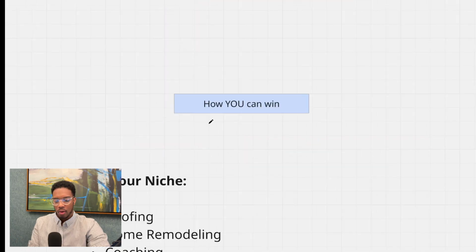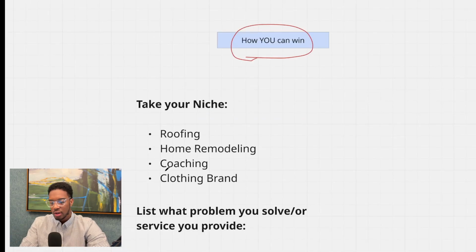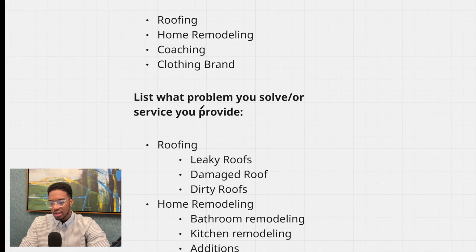Now I want to talk about how you can implement this and do this exact strategy to help you beat Meta Ads' new update. The first thing you want to do is take your niche, which might be roofing, home remodeling, coaching, a clothing brand, a beauty brand, e-commerce, anything like that, and list the problem you solve or the service you provide.